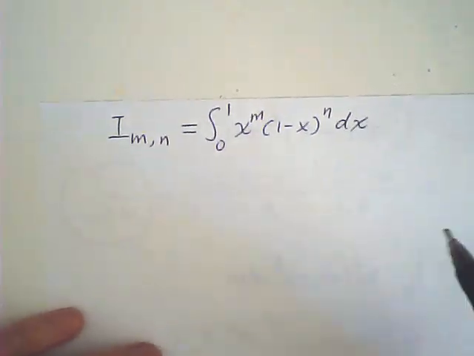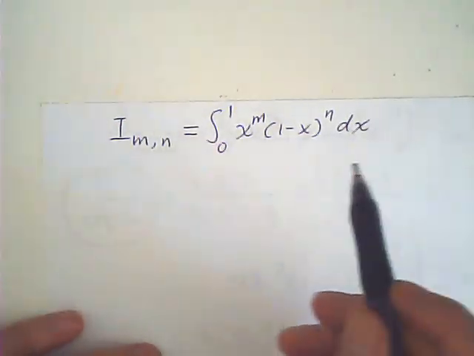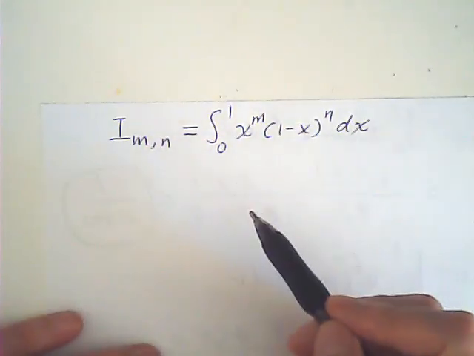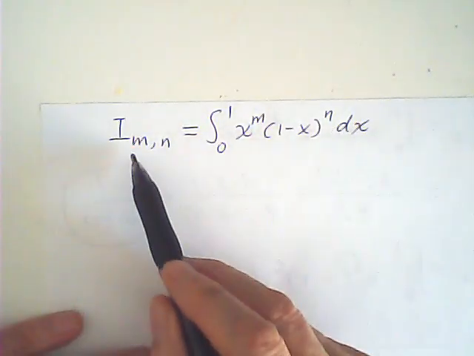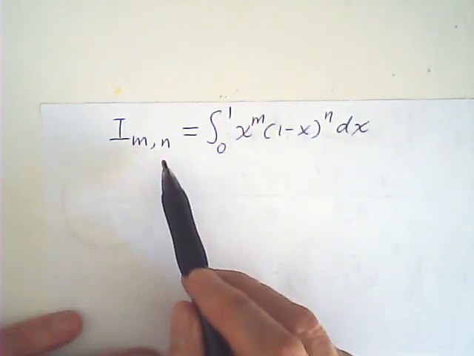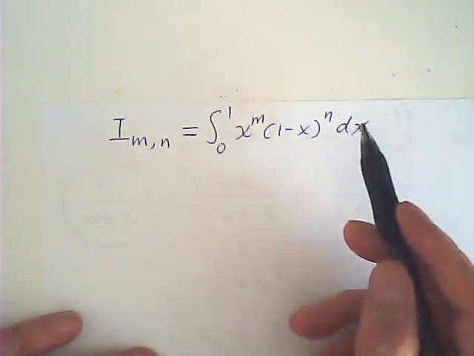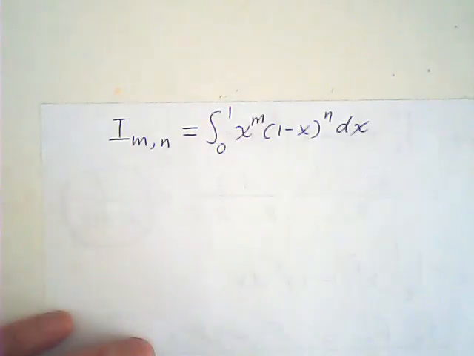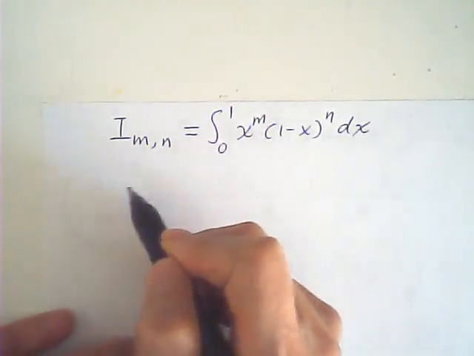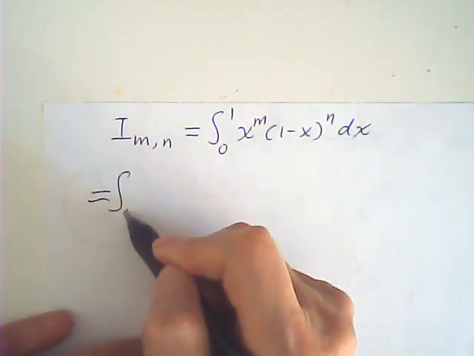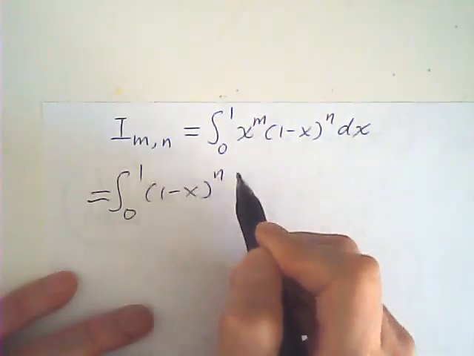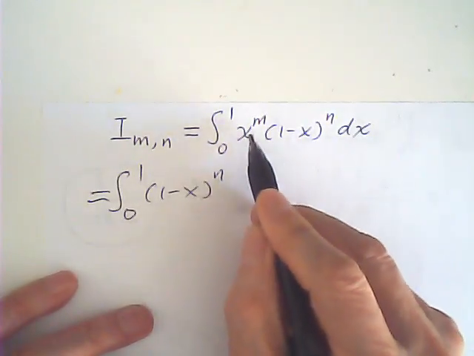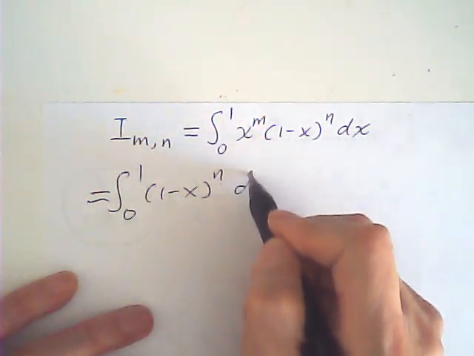Well, let's continue with reduction formulas. This time we have an integral that involves two numbers, m and n. So this is I sub m,n. Now, I start with the integral of x^m times (1 - x)^n dx.